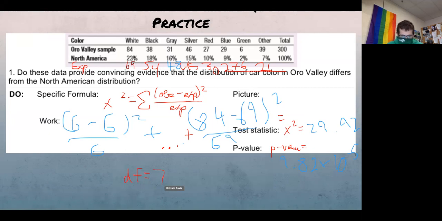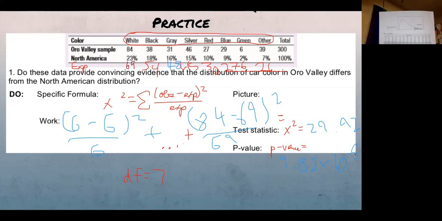There are 8 categories, and so therefore, 7 degrees of freedom. All right. So the last thing that we need to do right here is it's good to show your picture. Now, what you can see on the top of table C right here, and we saw this yesterday, is that your chi-square distribution is a skewed right distribution that starts at 0.